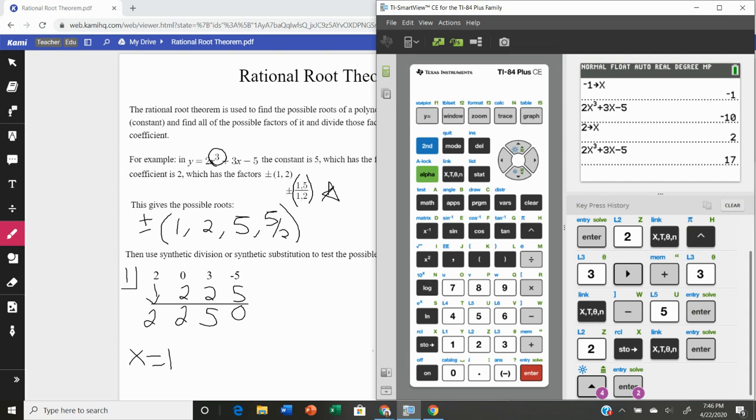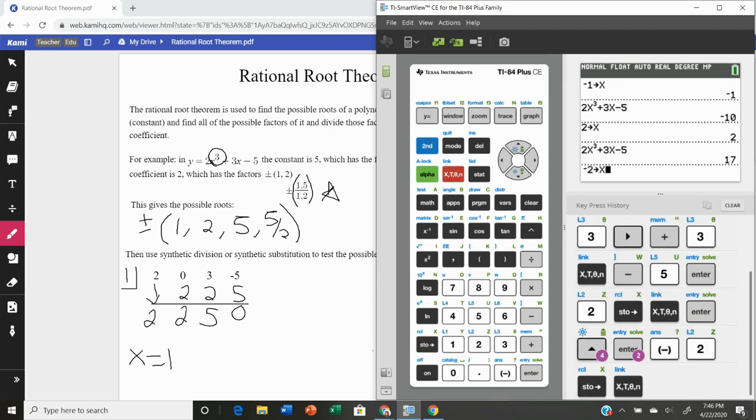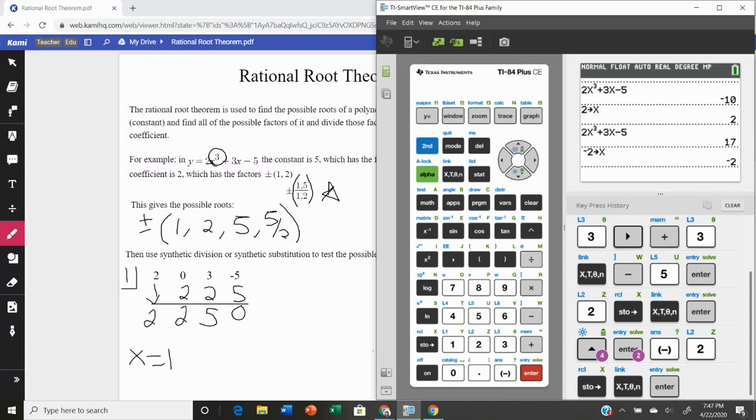Again, not our root, so it doesn't help us here, but that's how we can have a shortcut. It saves us the time of rewriting that equation, especially for longer equations. That can save some major time. Let's type in -2 just so you can see it one more time. -2, store x. Use my up arrow to highlight my equation.